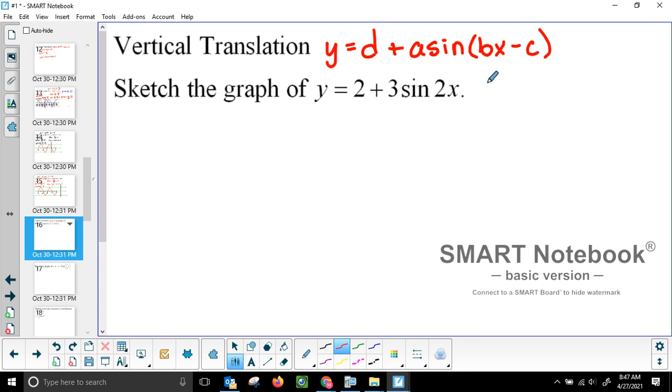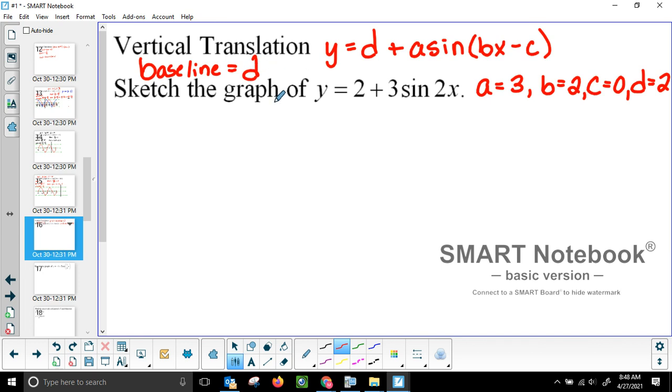All right, so our A is going to be 3. Our B is going to be 2. There is no C, so it will be 0. And our D is going to be 2. All right. Now, where D comes into play here, right? That is our vertical translation. All right. D is the baseline or the midline, that middle line, right? Which will always be the exact middle of my graph.